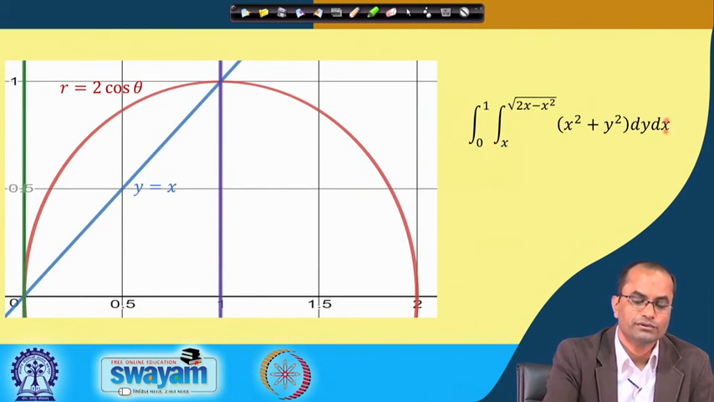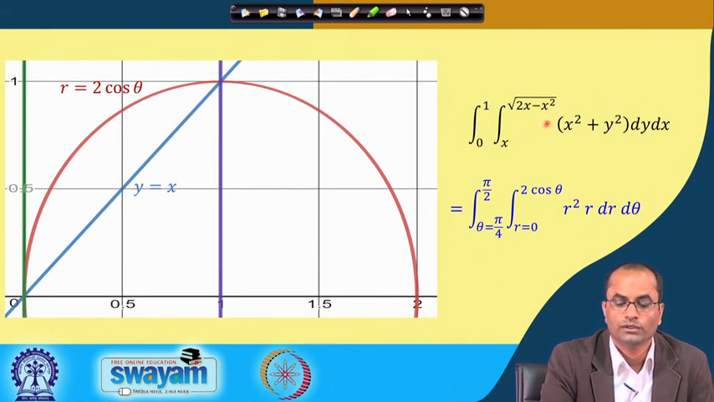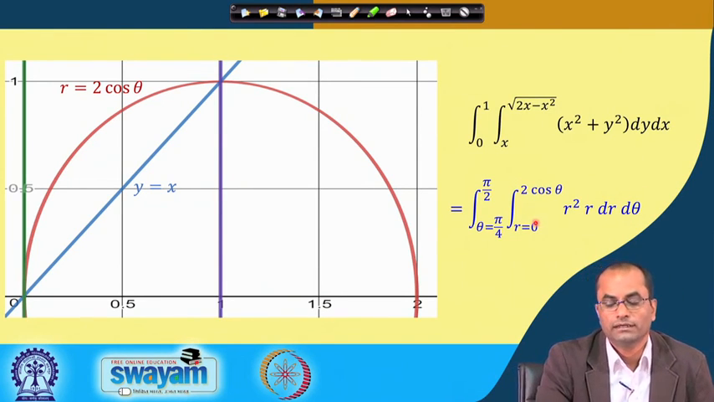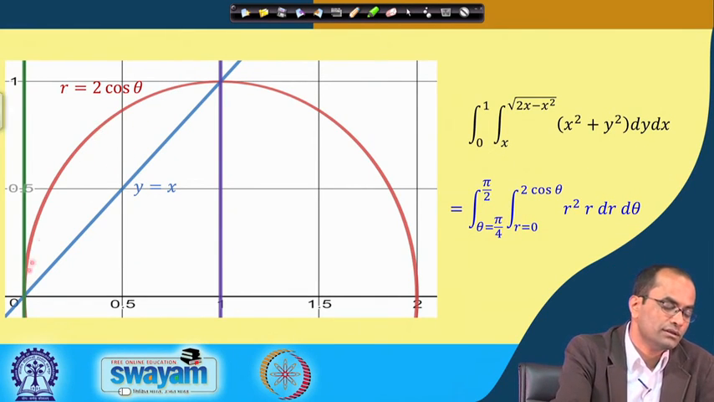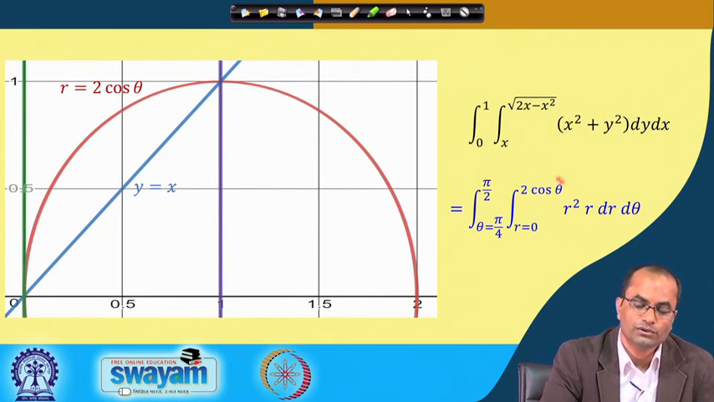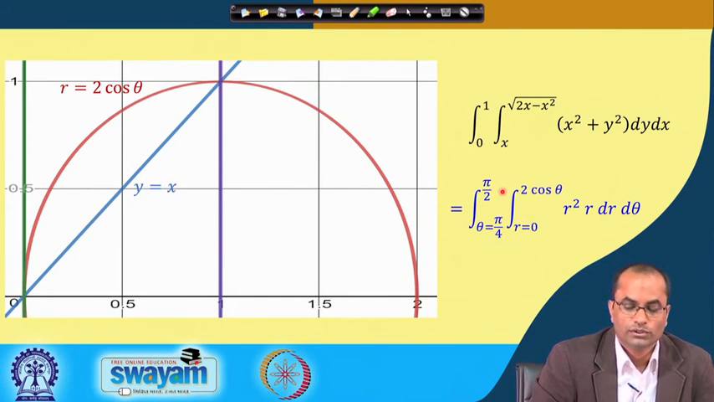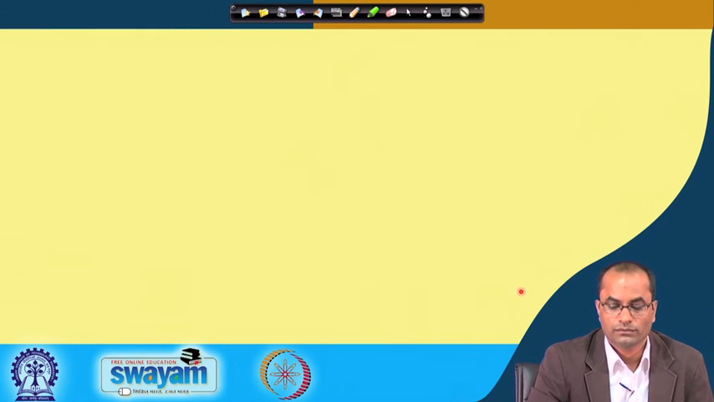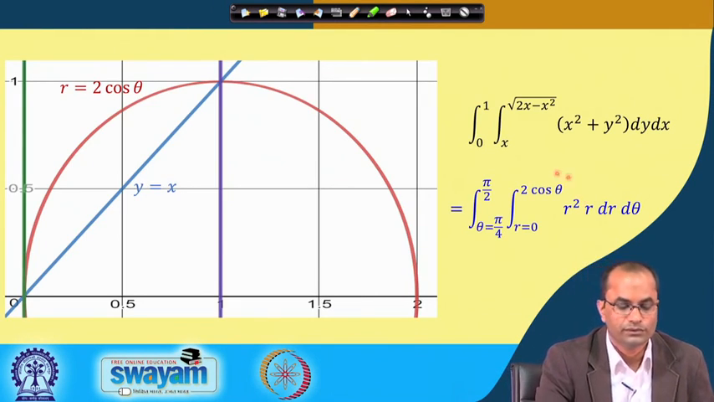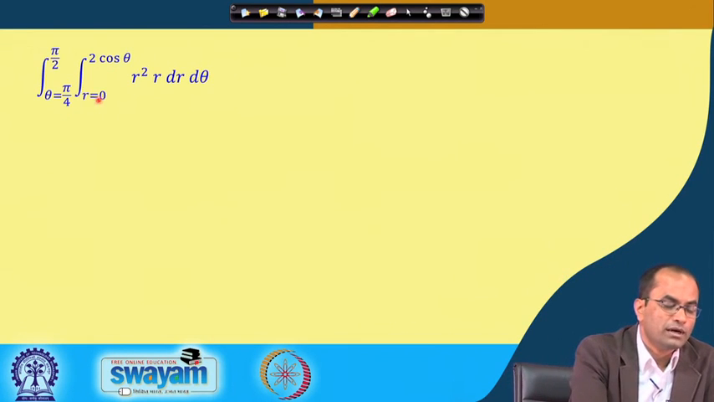So, this integral which was originally given will be converted to r square for x square plus y square, and dy dx or dx dy will become r dr d theta, with limits of r from 0 to this circle, that means 0 to 2 cos theta, and theta from pi by 4 to pi by 2. Now we can easily compute this, with r from 0 to 2 cos theta and theta from pi by 4 to pi by 2.